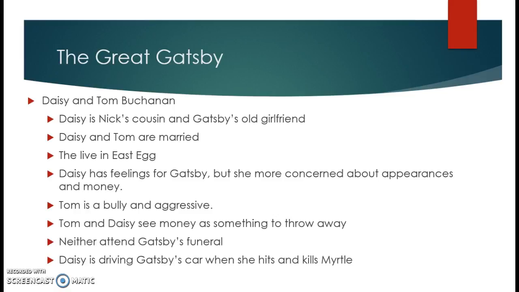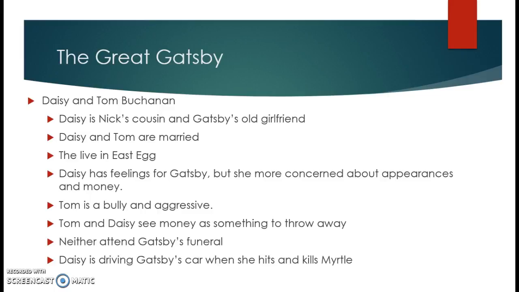So then we have Daisy and we have Tom, and they're married. Now you're thinking, but you said Daisy was involved with Gatsby. Well, that's part of the ills of society that Fitzgerald is shining a light on in this novel. Daisy is Tom's wife and Gatsby's old girlfriend. When Gatsby went off to the war, Daisy waited on him for a while, but then she ended up getting married, and she married Tom.